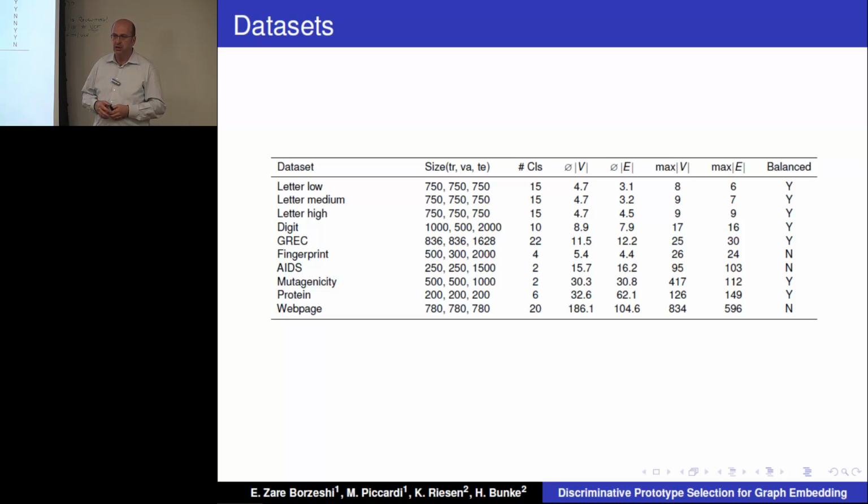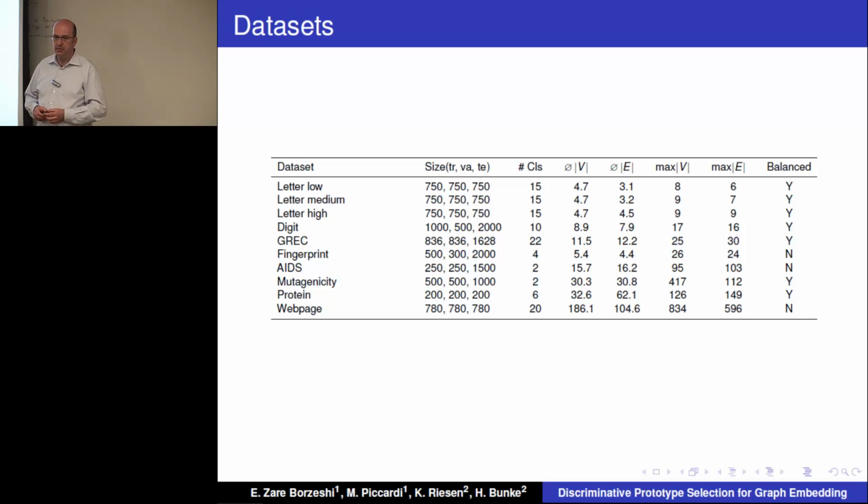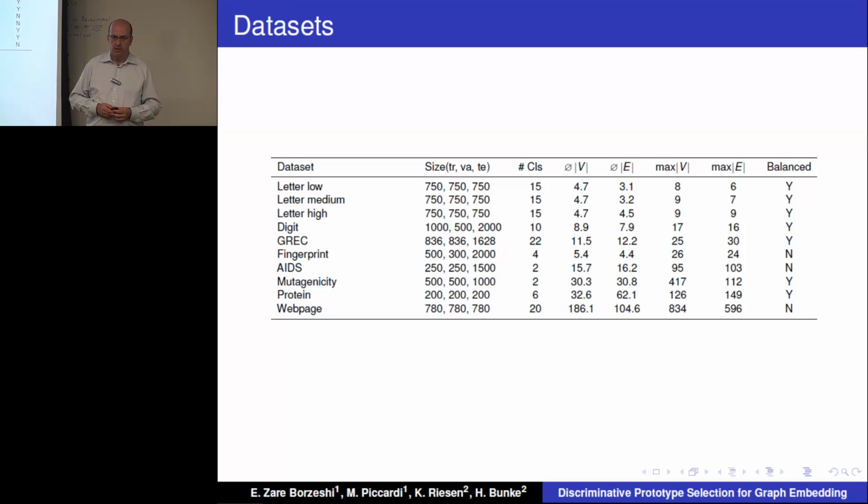But let's look at letters. So there are 15 letters. Each letter is a graph. Yeah. Each instance of a letter is a graph. And how do you build the graph? Is it like you get the image and you find some pixels?